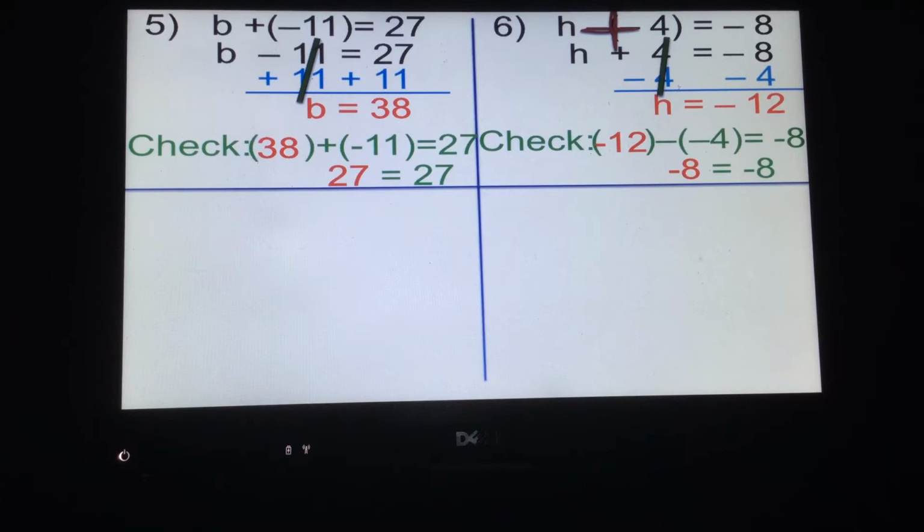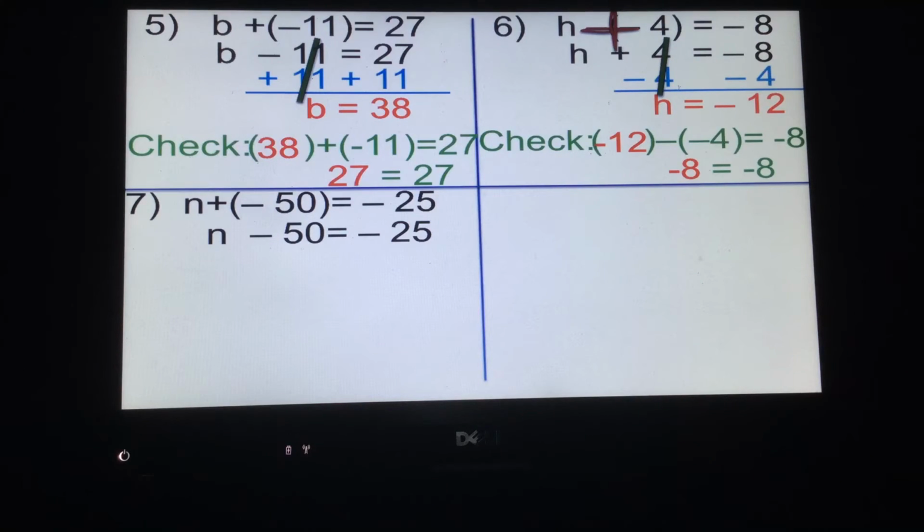All right, are we ready for number 7? If not, press pause. Finish writing number 6. Here is number 7. Number 7, we have n plus parentheses minus 50 equals negative 25. All right, now it looks just like number 5 with the plus and the minus in there. So what we need to do is rewrite this as n minus 50 equals negative 25.